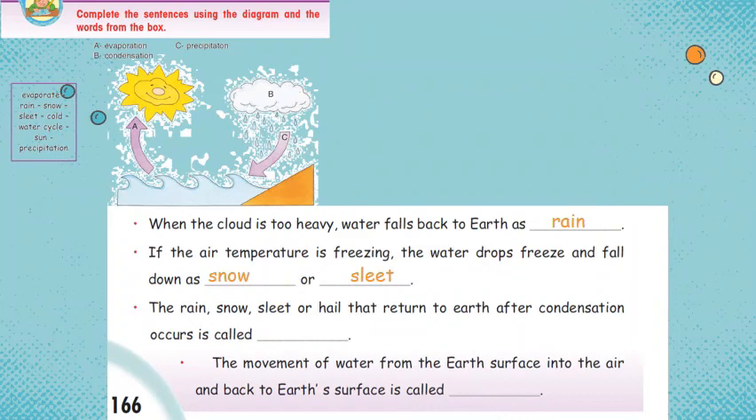The rain, snow, sleet, or hail that return to earth after condensation occurs is called precipitation. Precipitation is the last stage of the water cycle. The movement of water from Earth's surface into the air and back to Earth's surface is called the water cycle.